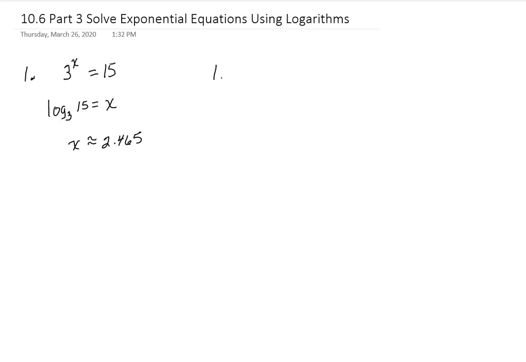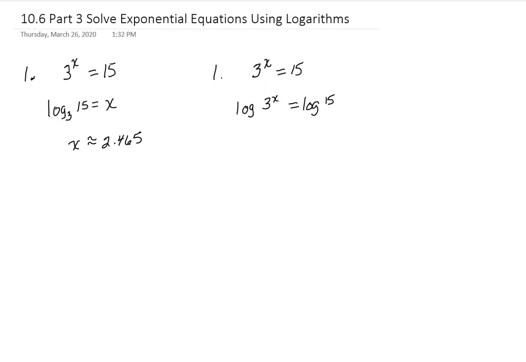Now, another way to do the same problem, and this is the way that is traditionally done, and this is the way that most textbooks teach this, is to take the log of both sides. So I'm going to have the log of 3 to the x power equals the log of 15. And we're taking the common log here, so I'm not having to write down that it's base 10, but it's understood to be that.